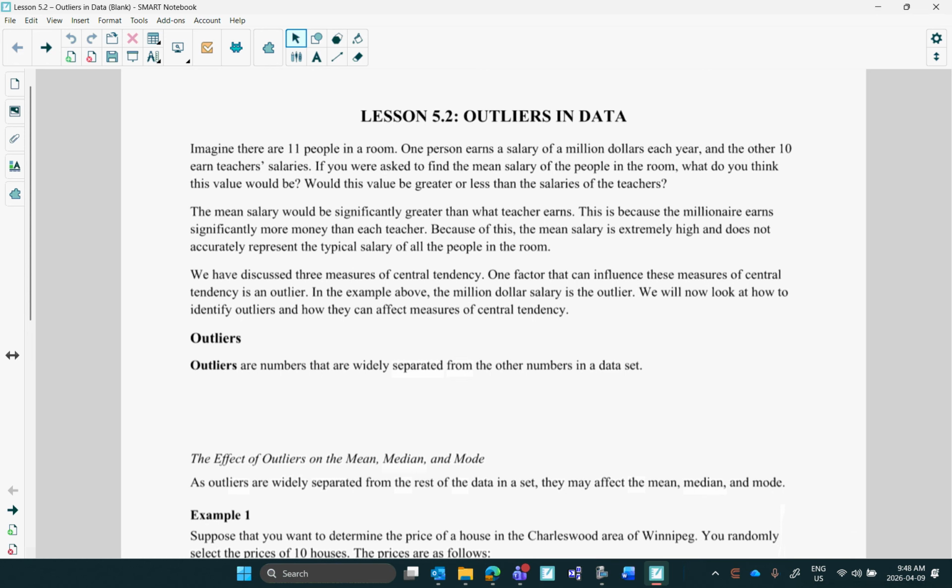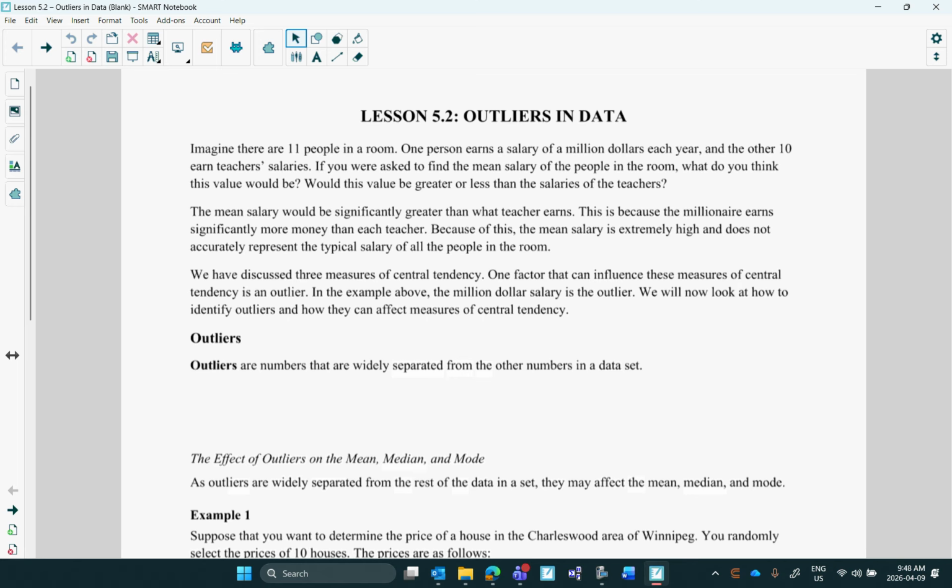So I have already touched on a lot of 5.2 when we did lesson 5.1 on the 3 measures of central tendency, mean, median, and mode, and how the mean, especially the mean and median, can change depending on what the numbers look like. So just to review that, imagine there's 11 people in a room, and one person earns a salary of $1 million a year, the other 10 earn teacher salaries. Okay?